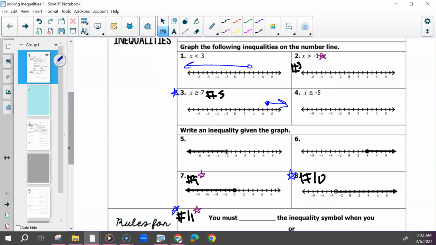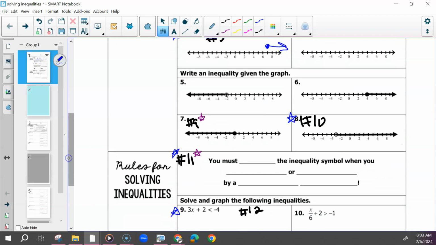Then in 5 through 8, they switched it. Now we have the graph and we have to write the inequality. So for number 6, actually, let's do 7 instead. It starts at 0. We know it's closed, so it has to be less than or equal to or greater than or equal to. Which one would that be? x is less than or equal to 0. Less than or equal to, because it's going to the left. It's closed, so it has to be filled in.